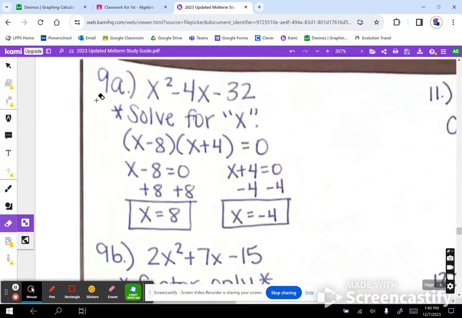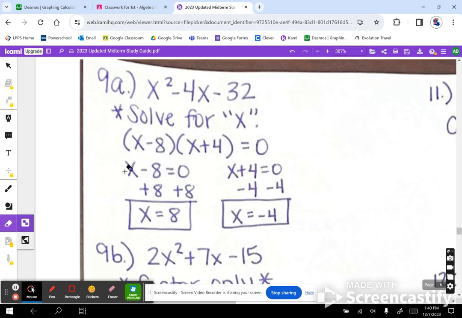9A. If I'm wanting to solve for x, I have 1x squared minus 4x minus 32. What two numbers multiply to negative 32 and add to negative 4? Well, that is negative 8 and positive 4. Negative 8 times positive 4 is negative 32. Negative 8 plus 4 is negative 4. So I have x minus 8 times x plus 4 equals 0.